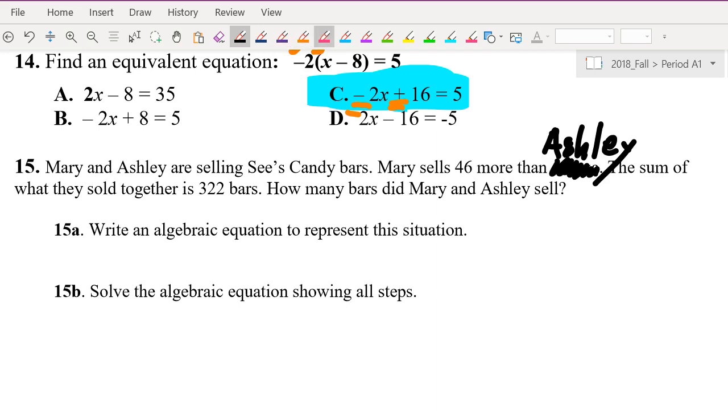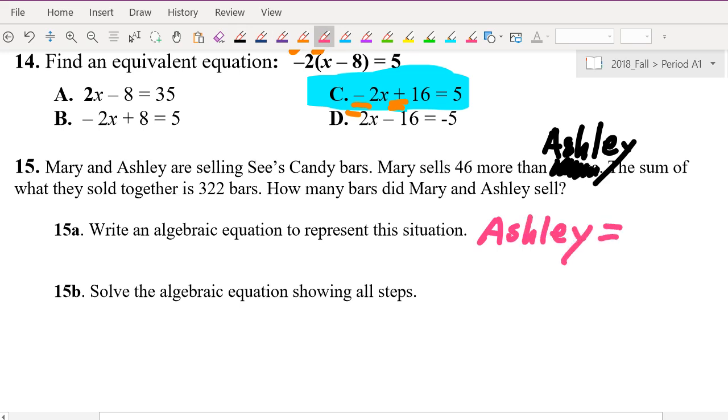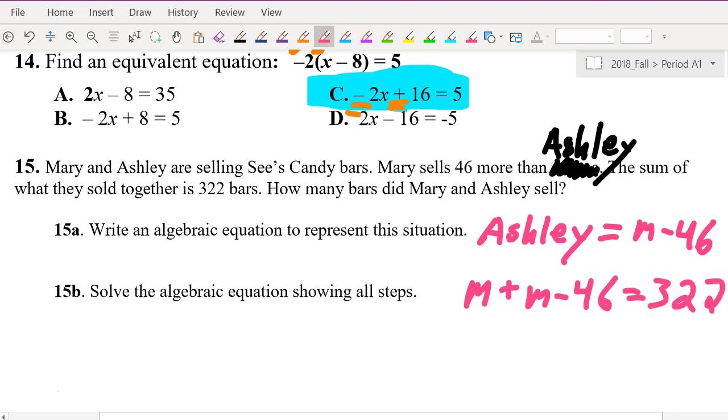So that means that Ashley equals m minus 46. Now we need to add both people together to get 322. So we need to add Mary, that's one Mary, plus the Mary minus 46 equals 322. And what's one of the Marys plus another one of the Marys? 2 of the Marys, minus 46 equals 322.